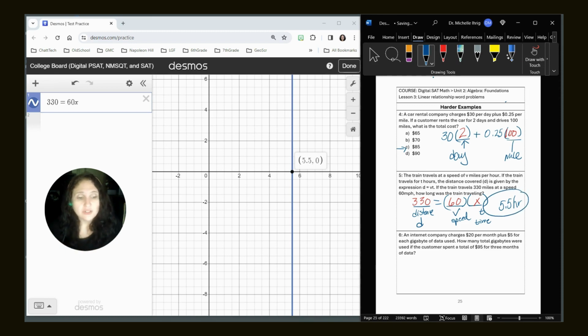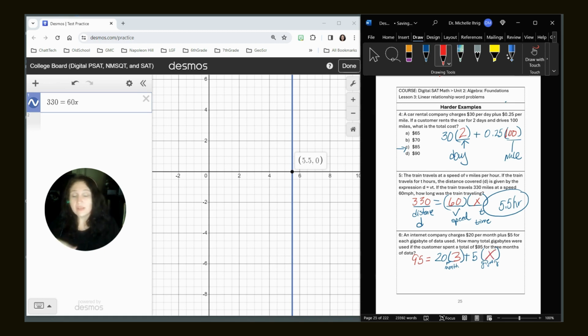All right. An internet company charges $20 per month. So we've got $20 per month plus, that was nice of them to tell us what the operator was, $5 for every gigabyte. How many total gigabytes were used if they spent $95 for 3 months of data? Okay. So we have to think, all right, well, it's $20 per month, and we need to know how many gigabytes. And we know that they spent $95. So 3 months would go here. We don't know the gigabytes.